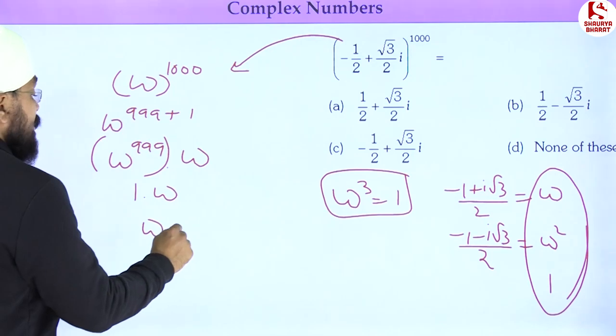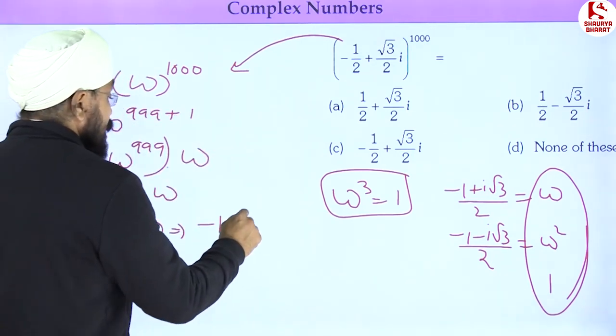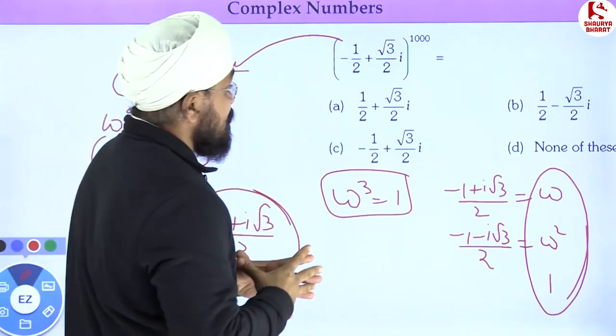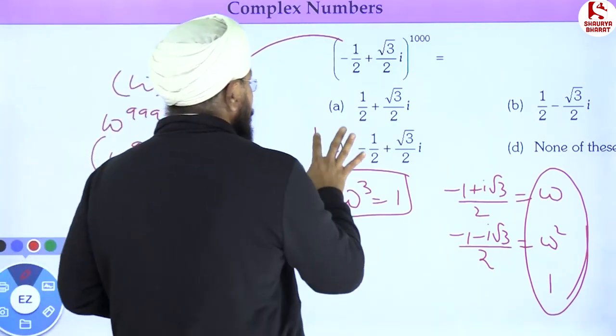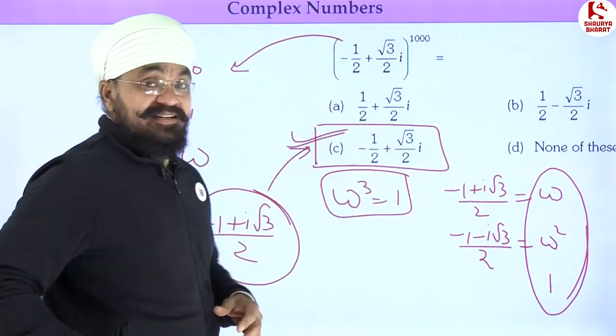So our answer is omega, but since omega is not given to you, I'll put in its value, which is root 3 upon 2. Just search for this answer and you can see that the answer is here. So for this particular question, your answer is C.